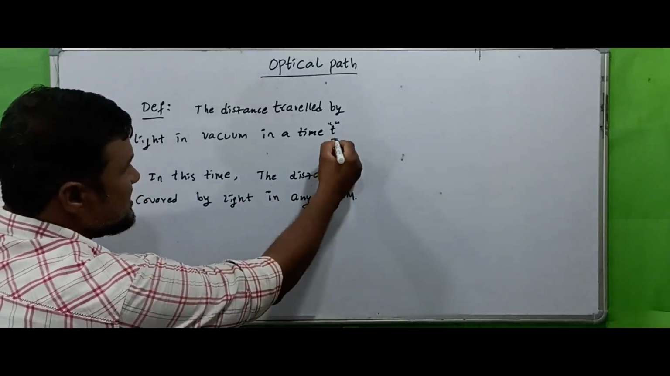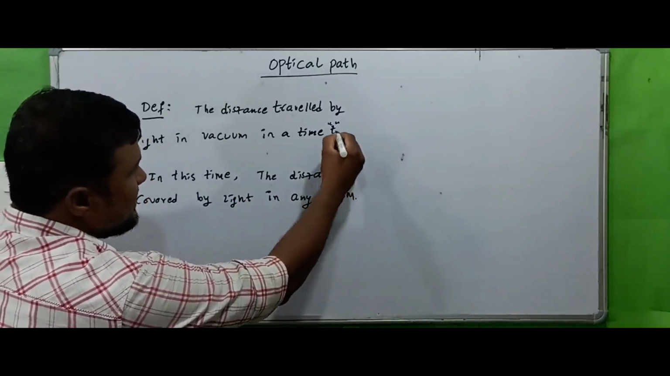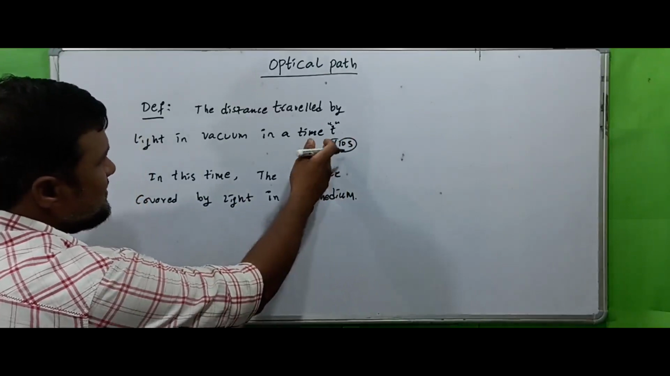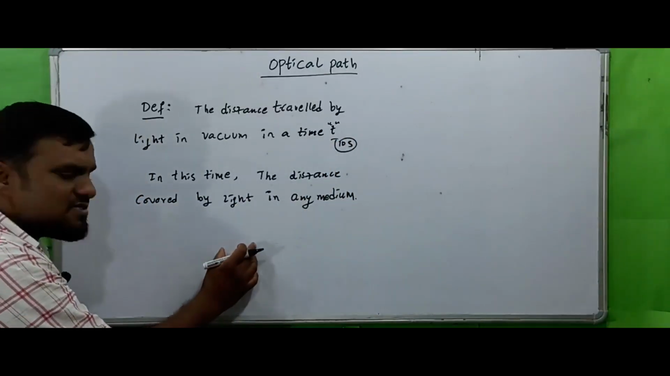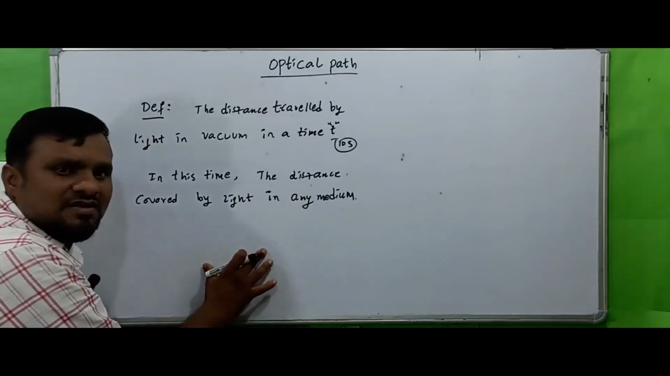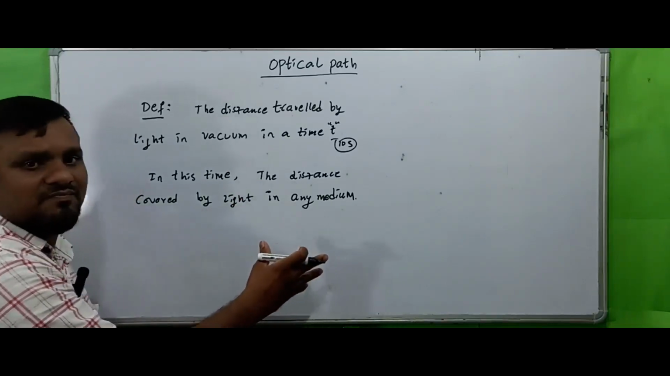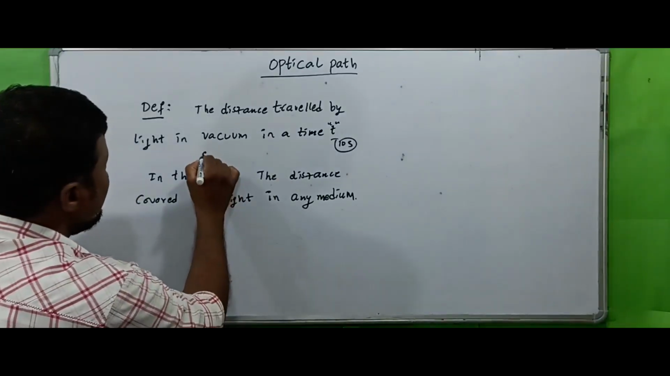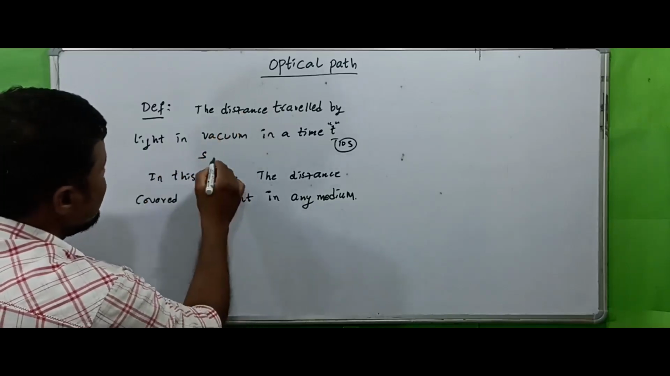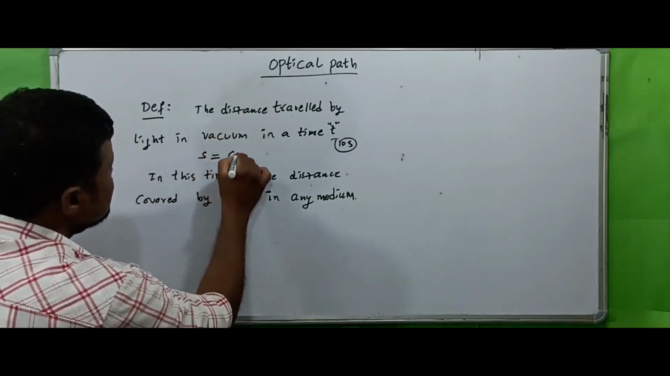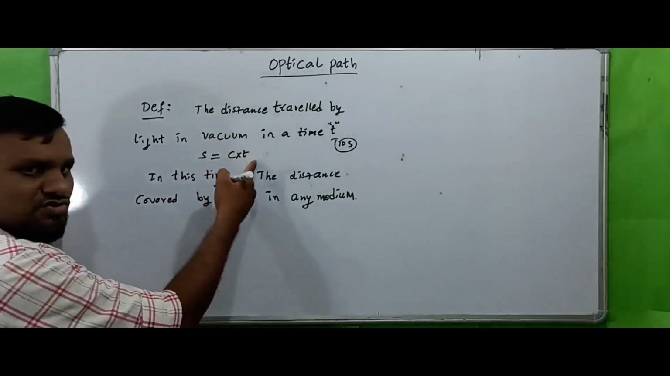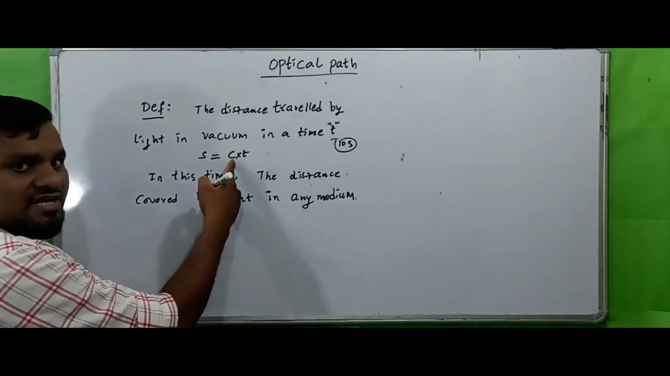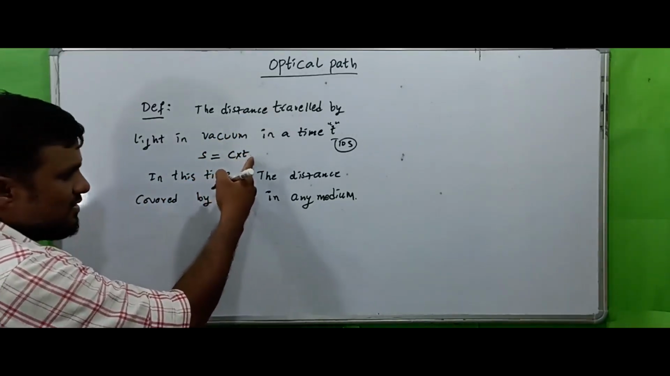Understand? Suppose the distance traveled by the light takes 10 seconds. In the duration of the same 10 seconds, how much distance the light covers in any medium, that is nothing but optical path. If you observe the distance covered by light in vacuum, S is equal to c into t, distance equals velocity into time, where c is the speed of light in vacuum.